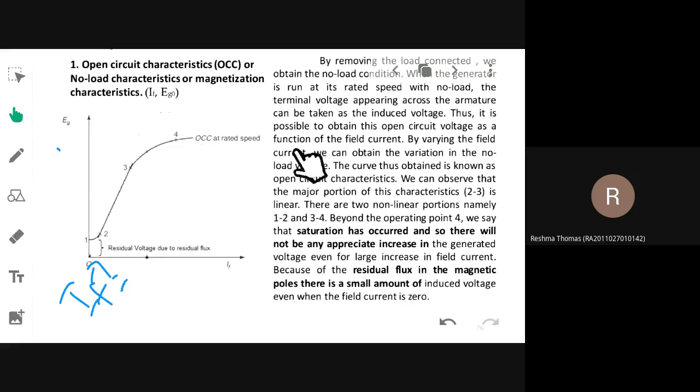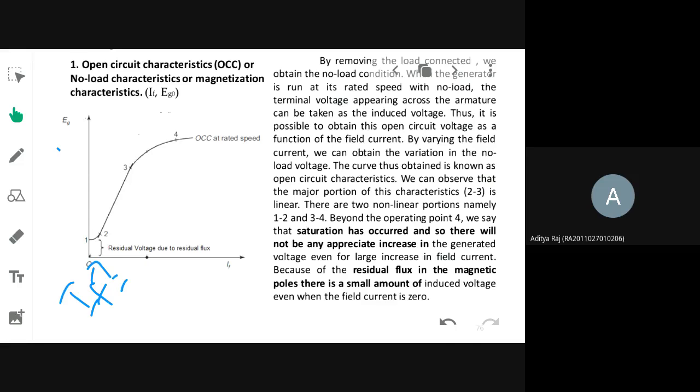That is because of what property? Beyond 4, after this particular point, what happens? Saturation. Because of the saturation property, even if you increase IF, there won't be any increase in EG. It will remain constant. So this is how the characteristics look. What is the name of the characteristics you are observing here? Open circuit characteristics, otherwise called no load characteristics or magnetization characteristics, drawn between what parameter?